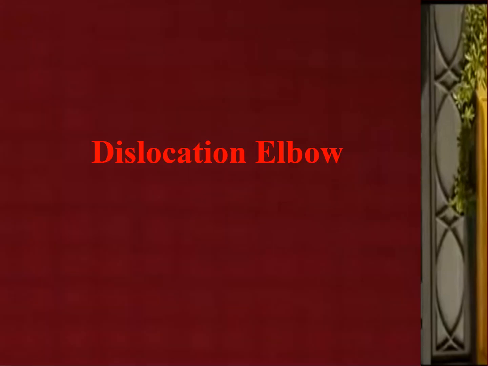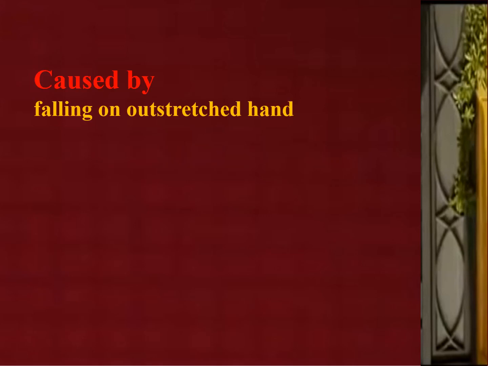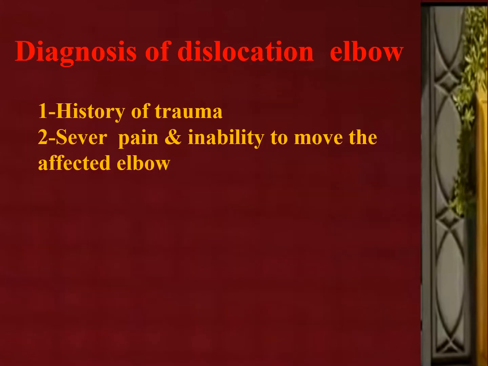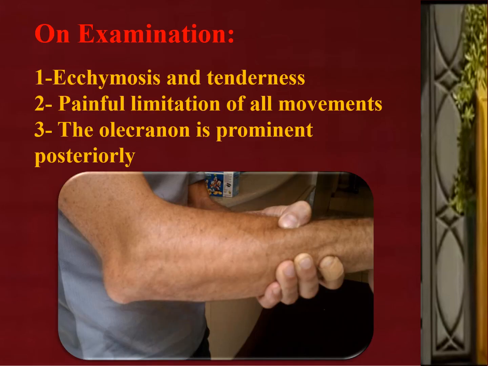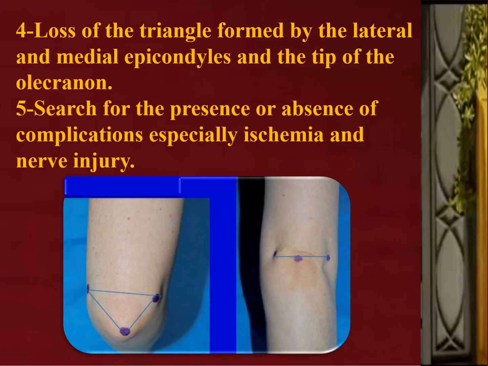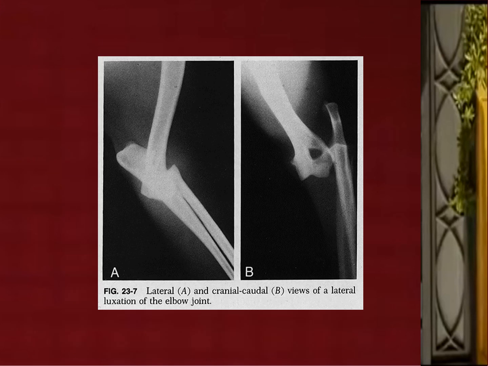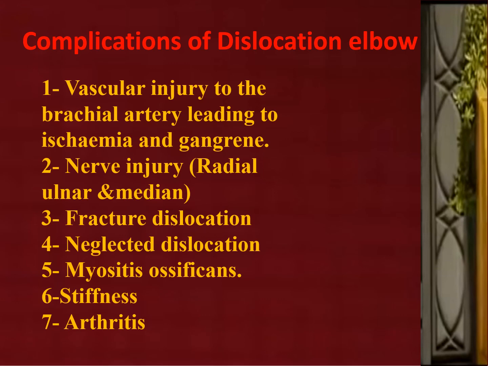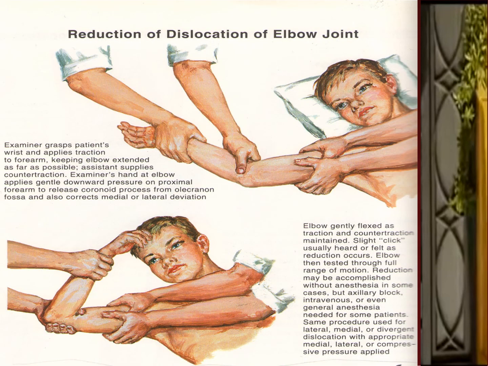Dislocation of the elbow is caused by a fall on an outstretched hand. It is also classified according to the direction taken. To diagnose dislocation of the elbow, we start with examination: ecchymosis and tenderness, and loss of the triangle. That's an example of dislocation. Another example of dislocation of the elbow. Complications. That's how to reduce dislocation of the elbow.